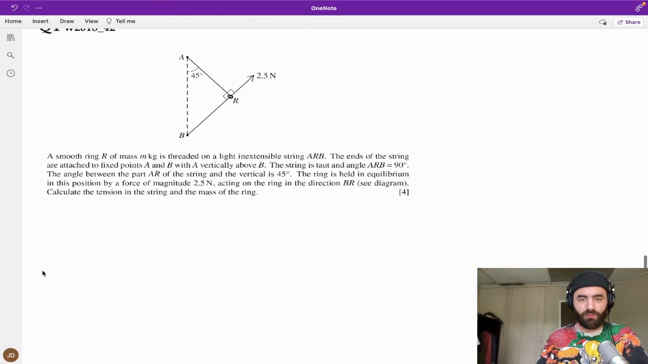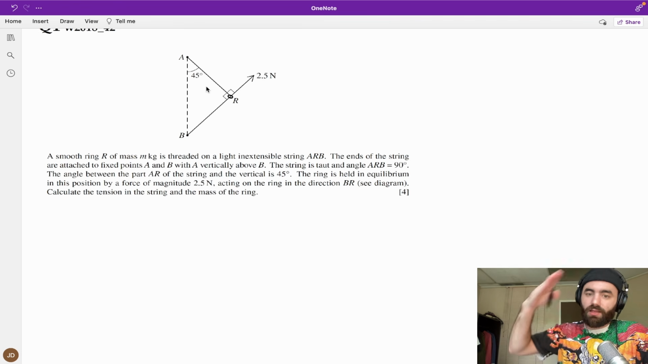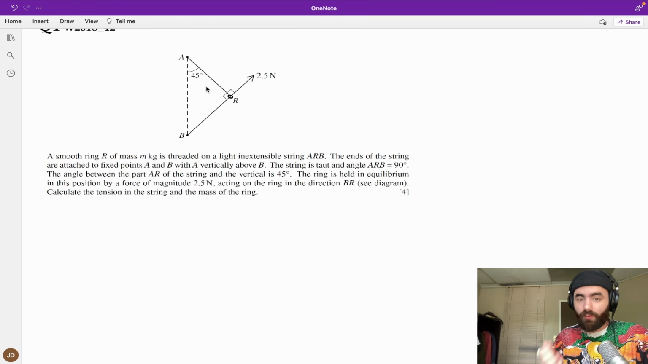Okay, so let's redraw this thing so you can read through it. A smooth ring of mass M, and a smooth, light, and inextensible string. So we've got a string now, but it's fed through a ring, which is important because then the tension will be the same on both of them. They're not individual strings. Kind of similar to the coupled, connected masses.